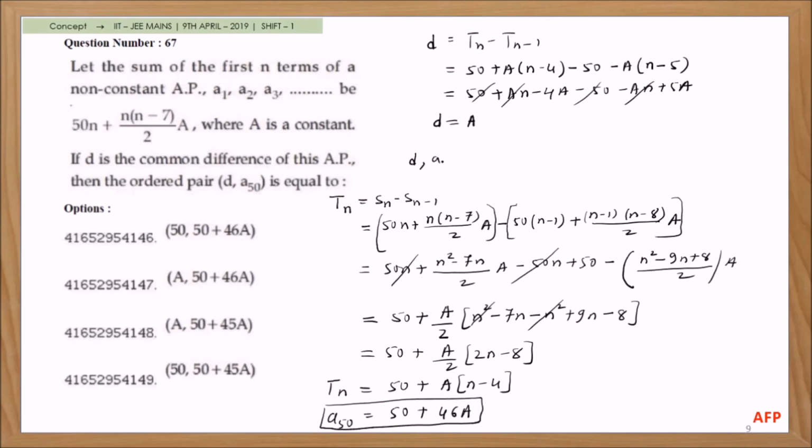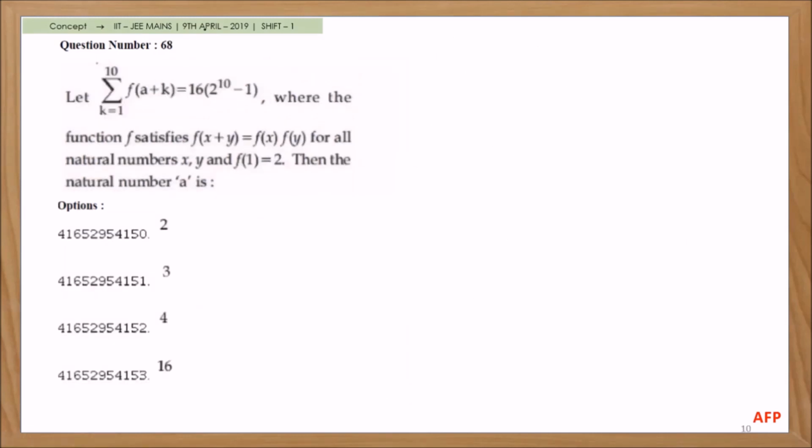So therefore d comma a50 is nothing but a comma 50 plus 46 a. So this is the answer you are having. Option 2 it follows.